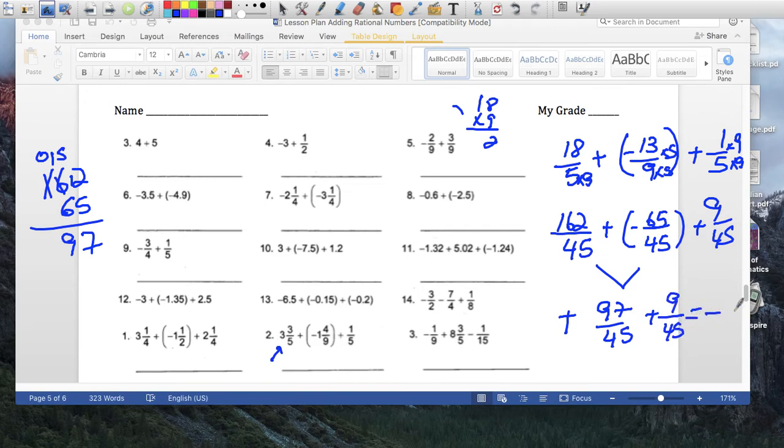Well, that becomes much simpler. It's addition. They're both positive, so it just becomes a larger positive number. 45 stays at the bottom. On the top, 97 plus 9 is, I don't know, 10 something, 106. Which if you change to a mixed number, 45 goes into 106 two times, which is 90. And you're going to have 16 left over 45.